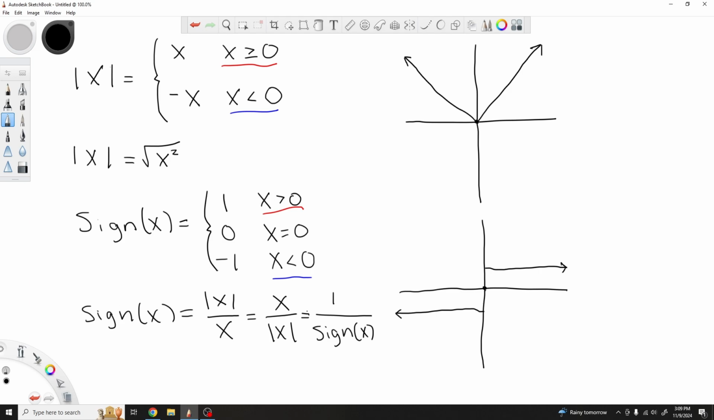Now, it's important to notice that this algebraic definition is not defined for all real numbers. Here, in the denominator, we have the possibility of dividing by 0. And so we have to go back to the piecewise function whenever we're trying to evaluate the sine function at 0. There's one more property that I want to mention real quick, and then we can move on to derivatives. I'm going to take this first definition right here and multiply both sides by x. So we'll get absolute value of x equals x sine x.